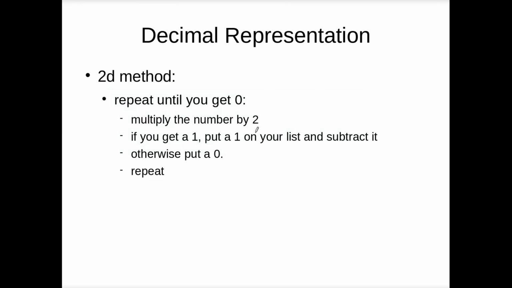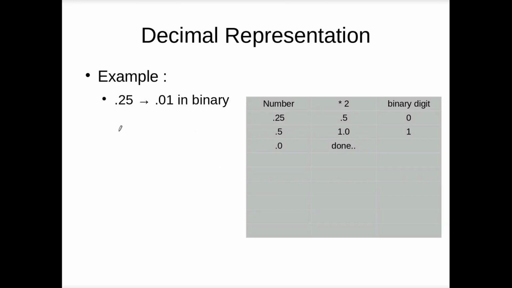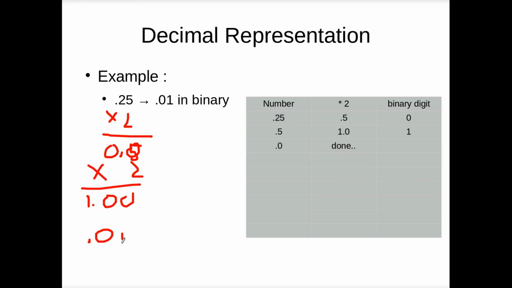Another method you could do is to basically repeat till you get to the number 0. You multiply the number by 2. If you get a 1, you put a 1 on your list and subtract it. Otherwise, you put 0 and repeat. I guess I'll just copy this number here. So we have 0.25. I'm going to multiply this by 2. That's going to equal 0.5. And so I'm going to put a 0 for this number down here, 0.0. Multiply this number by 2 again. That's going to equal 1.0, so I put a 1 there. Subtract 1 from this, that equals 0, and then I'm done.